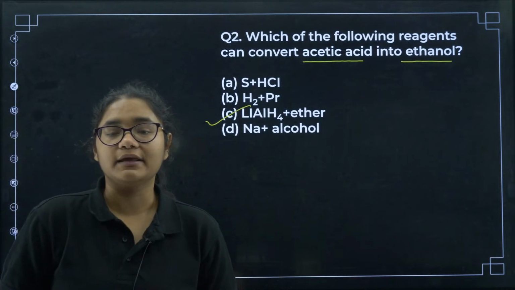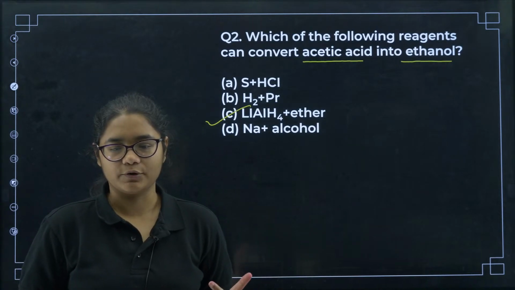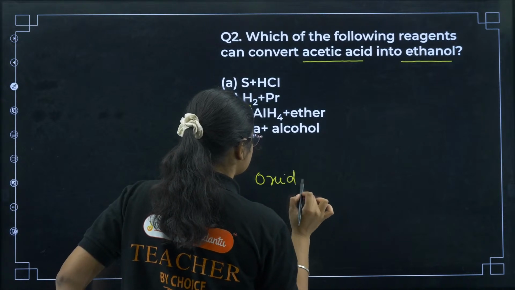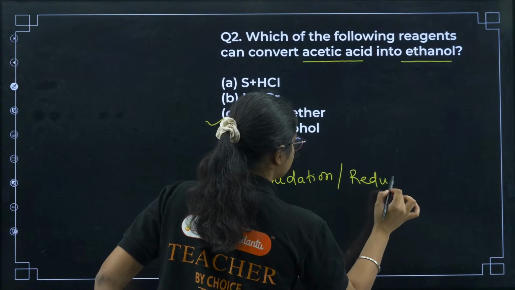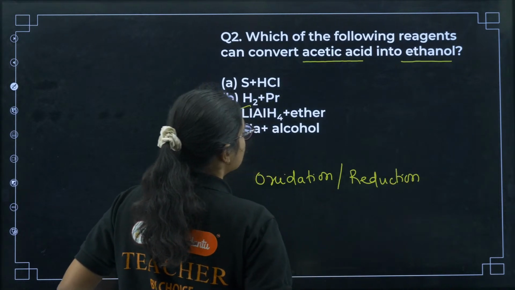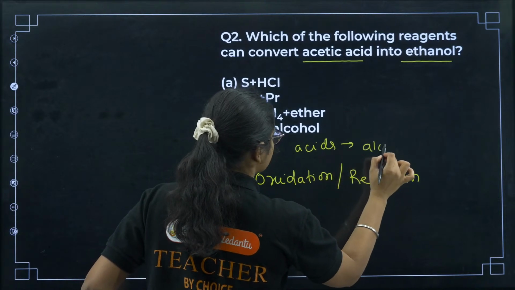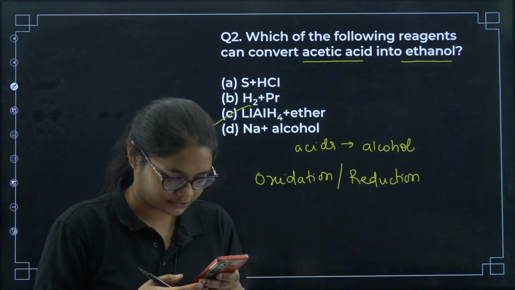Okay, now tell me whether this is an oxidation process or a reduction process. Please answer this one. Let me know how many of you know the basic thing. Whether it is an oxidation reaction or a reduction reaction. Conversion of acids to alcohols. Oxidation or reduction?